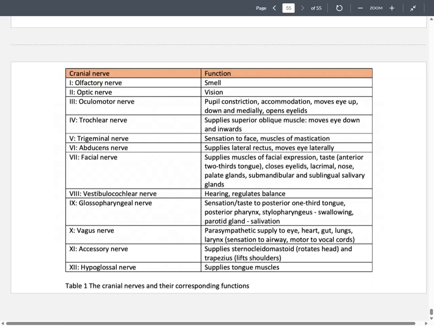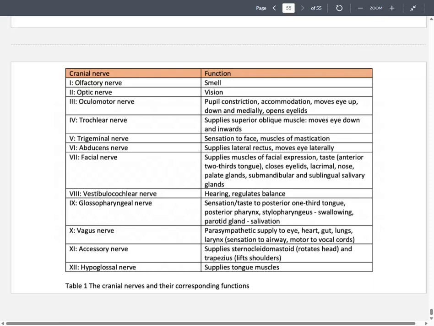Cranial nerve number 8 is your vestibulocochlear nerve, and this is the nerve that's going to be responsible for your ability to hear, as well as your ability to maintain your balance and know where your head is in relation to your surroundings and your body.